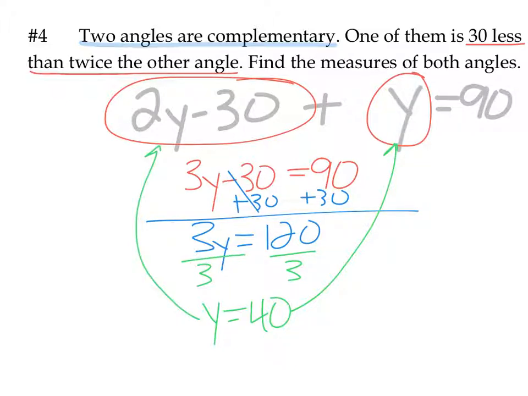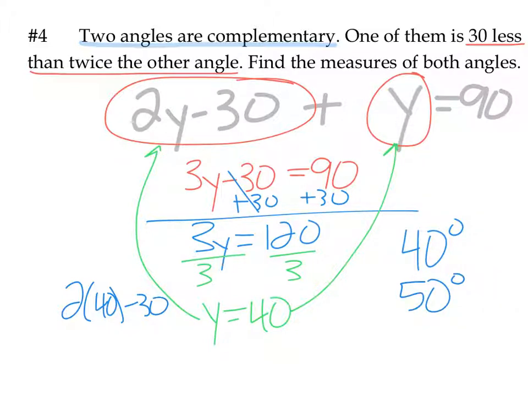So my two angle measures are going to be 40 degrees, because if I plug 40 in here, y is just 40. And now if I plug y in over here, I'm going to have 2 times y minus 30. So I'm going to have 2 times 40 minus 30. So my other angle is then 50 degrees. 2 times 40 is 80 minus 30. So my two angles are 40 and 50 degrees.